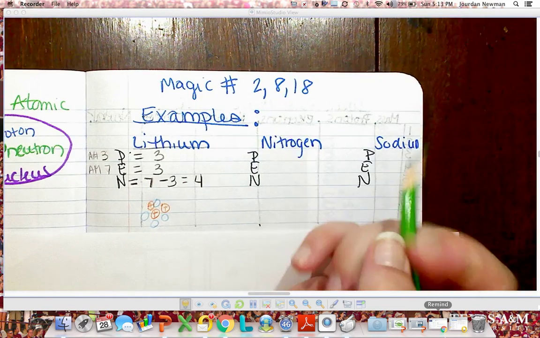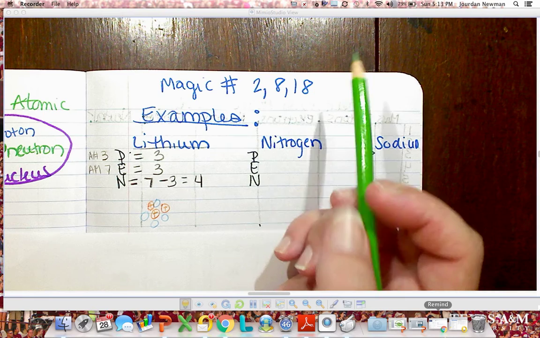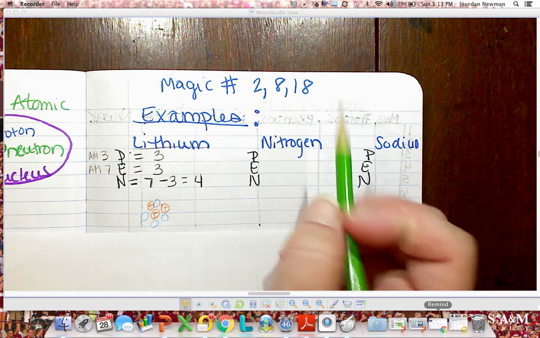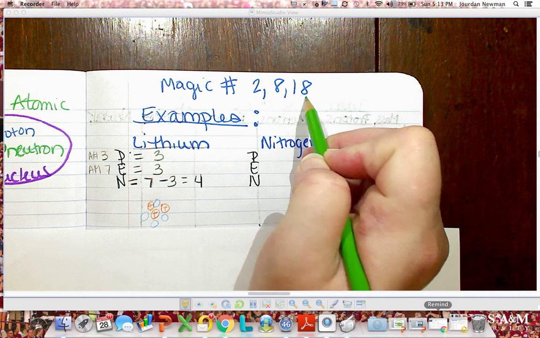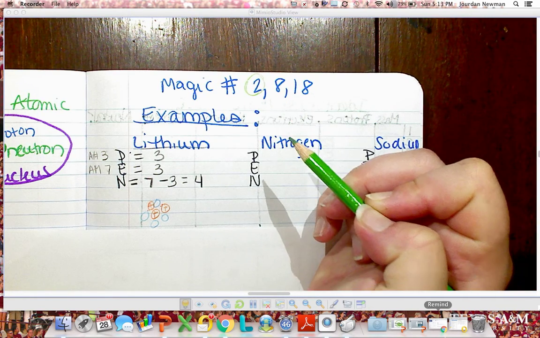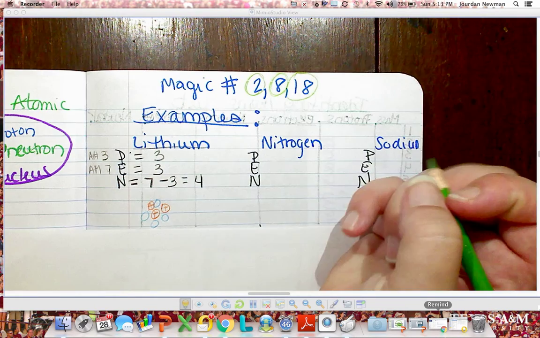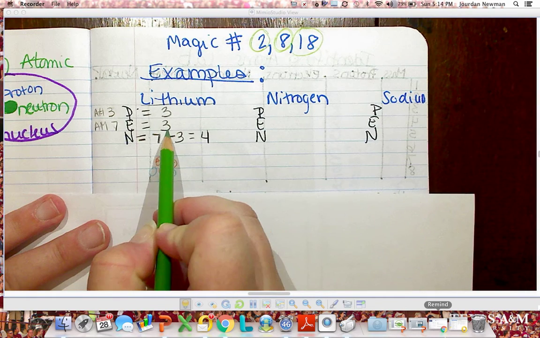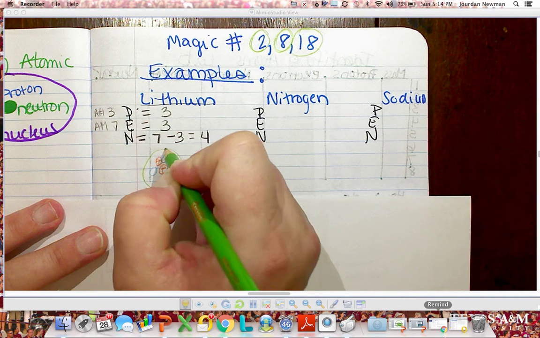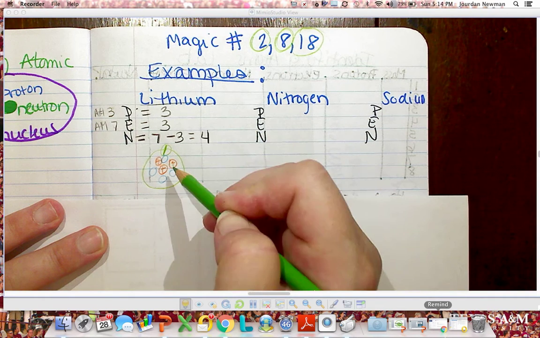Now here is where this magic number I was just talking about comes into play. You've seen models where we have rings or energy levels. Our energy levels can only hold so many electrons depending on which energy level they are. In the 8th grade we only go up to the 3rd energy level. So in our first energy level we can hold 2. Our second one we can have 8, and in our third we can have 18. Now let's look. We only have 3 electrons here in lithium, so I'm going to draw my first energy level, and I'm going to put my electron out there.